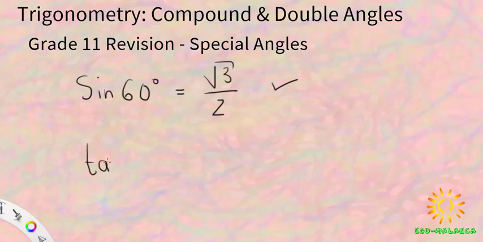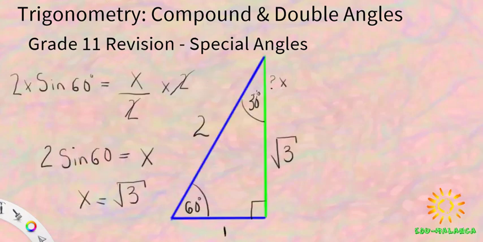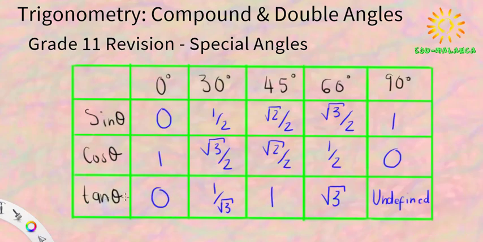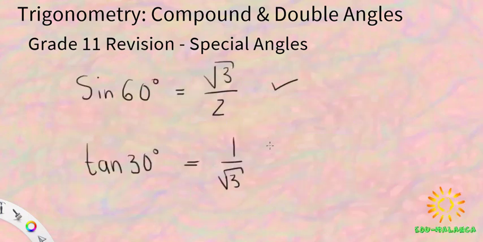Let's do another example. Let's take tan of 30 degrees, and now we'll use the triangle first. Tan of 30 degrees, this is our 30 degrees. The tangent of it will be the opposite length, which is 1 over the adjacent length, which is root 3. So this is going to equal to 1 over root 3. Let's check it using the table now. Tan 30 degrees in the table is 1 over root 3. So again, this also checks out.